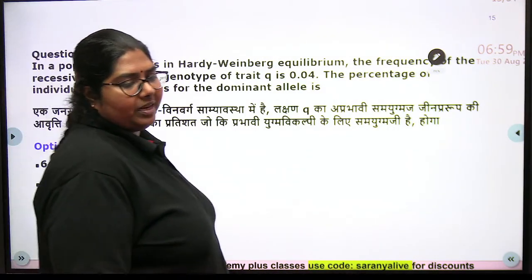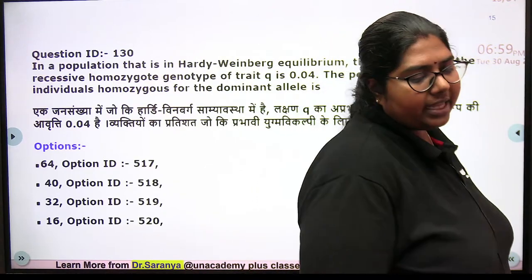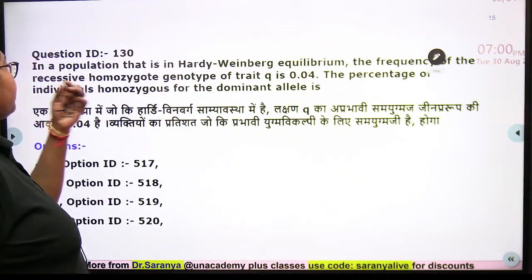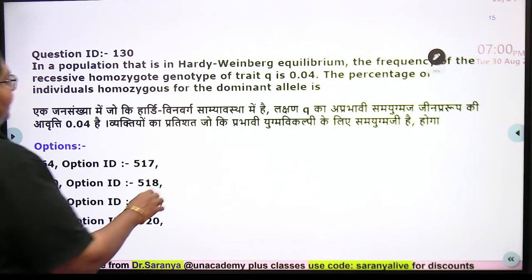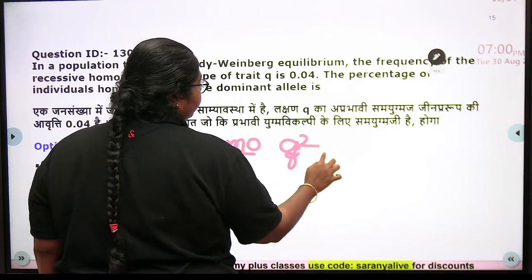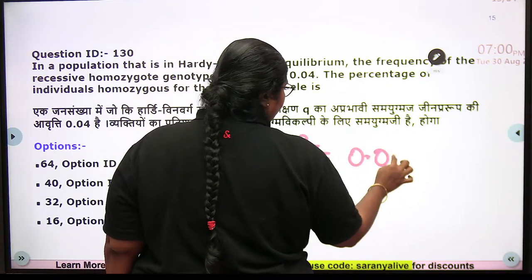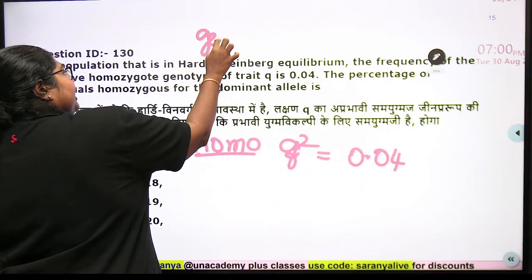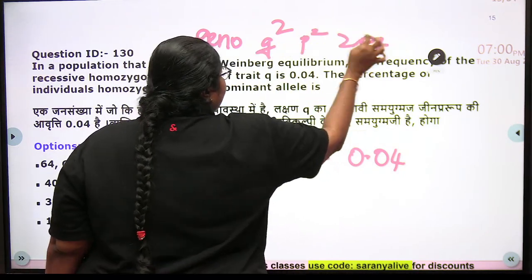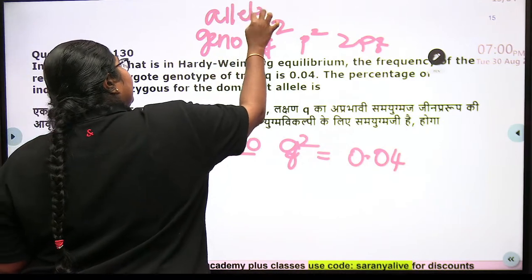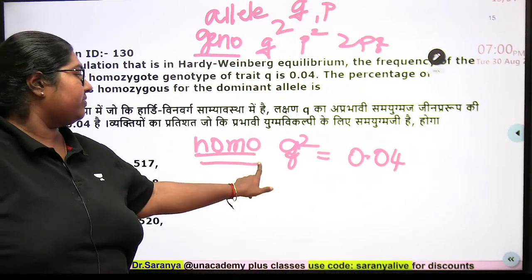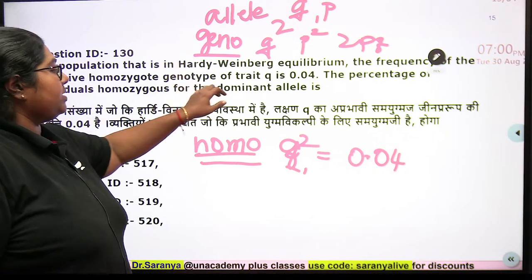Okay, see this. Will you believe your eyes? A question of Hardy-Weinberg equilibrium came up in your CSIR NET even this year, 2022. See the simple question. They have given homozygote. Okay, homozygote means Q squared. It is 0.04. I told you, if it is going to be the genotype, always it is squared: Q squared or P squared or 2PQ. If they have given it as an allele, then only it will be Q or P. If it is a genotype or a homozygous term is given, it is Q squared. So Q squared is going to be 0.04.